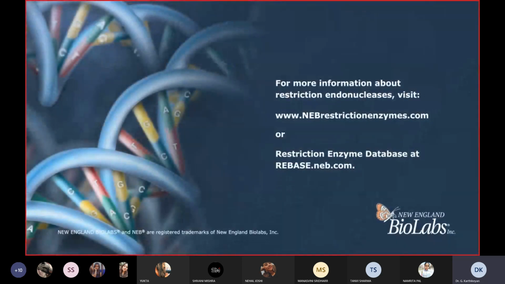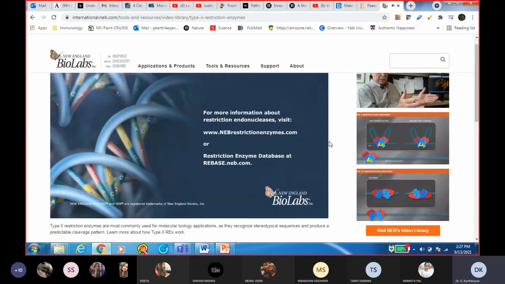For more information about restriction endonucleases, visit www.nebrestrictionenzymes.com or go to REBASE, the restriction enzyme database.